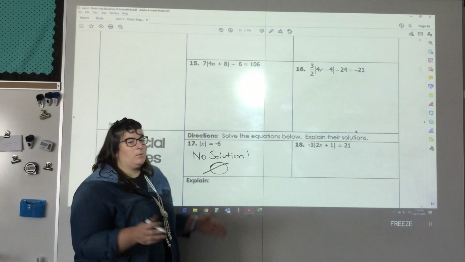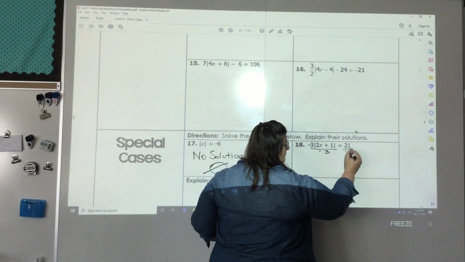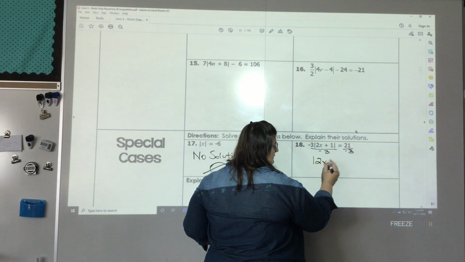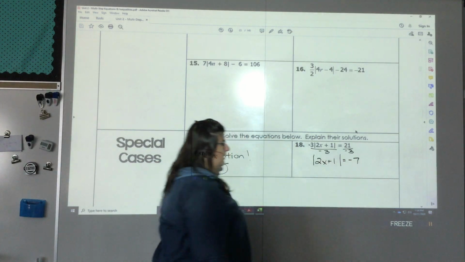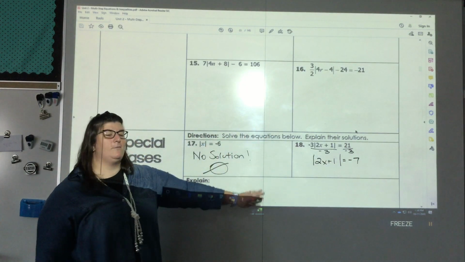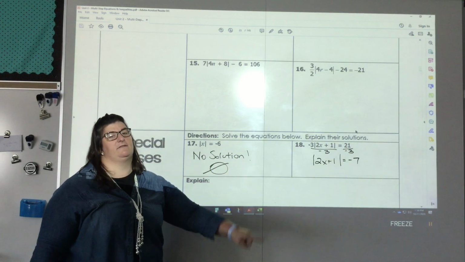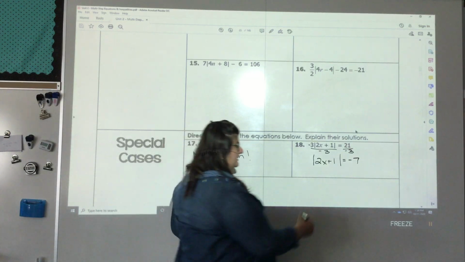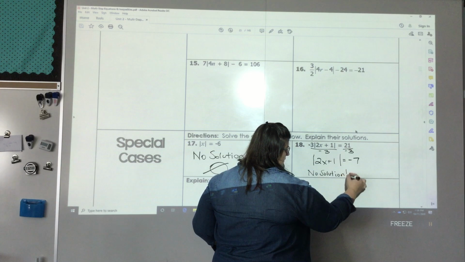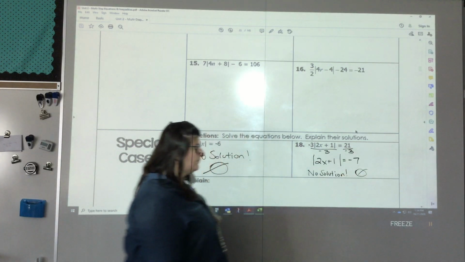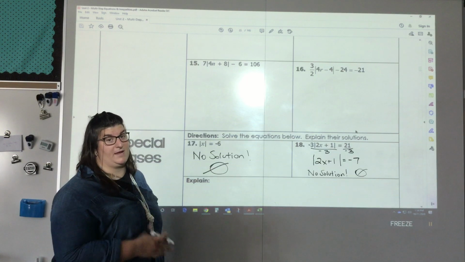So looking at 18 again, we're going to isolate that variable. So I'm going to divide both sides by -3. Okay, no matter what number I put in there, it's telling me that the absolute value of that is going to come out as a -7. Again, that's not possible. That's a no solution. You have to get your absolute value totally isolated before you can make that decision.